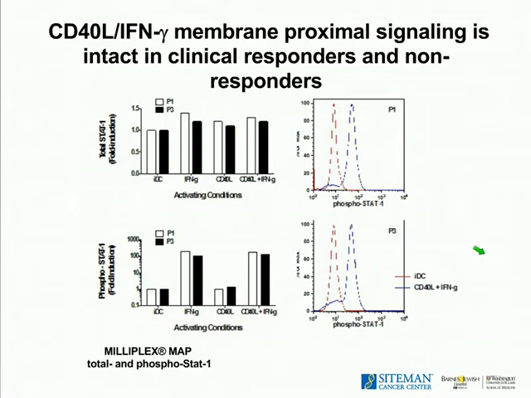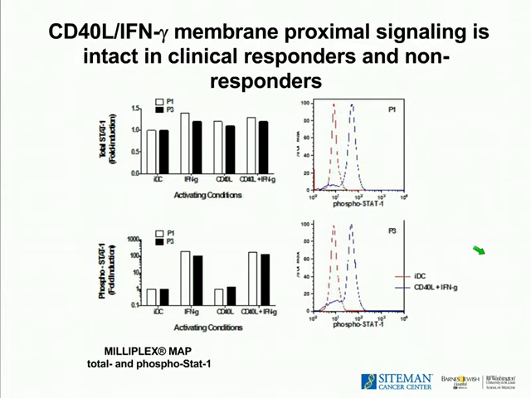And what you can see is that the two patients look identical. So based on this data, it looks like there is no defect in the membrane proximal signaling in either of the patients, and that the defect in p35 induction is not really at the membrane proximal site. So at this point in time, we are looking down the pathway. We're investigating interferon responsive elements, but we don't know at this point what the defect is.